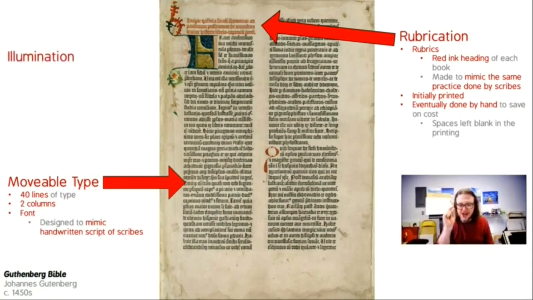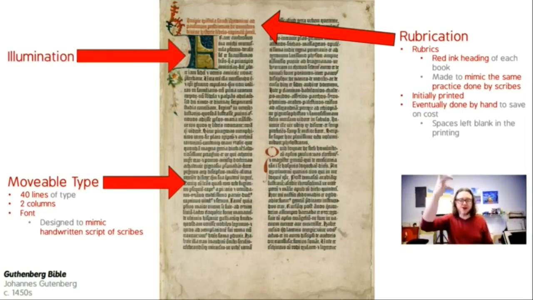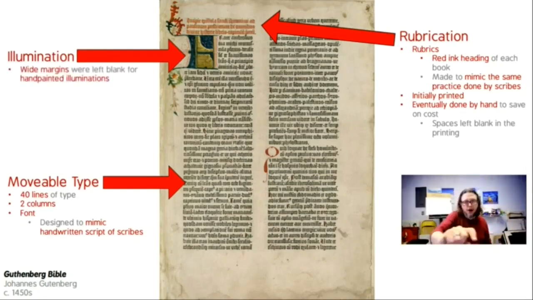Then he added just a touch of illumination, right? Like what you see right there with this really large and decorative letter E right here, right? Again, meant to mimic what the scribes were doing. So wide margin, you can see there's wide margins all around on all 4 sides of the page. These were left blank for the eventual hand-painted illuminations that would be put on it.